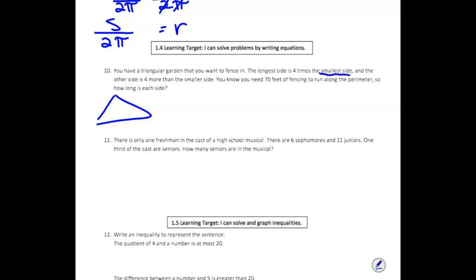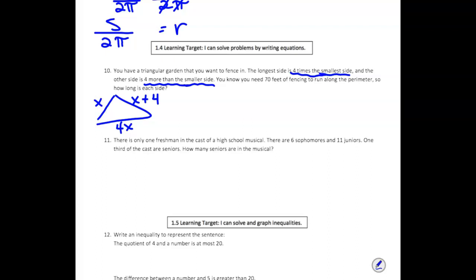We're given the other side in terms of the smaller side. So let's call the smallest side x. One of the sides is 4 times that. So one side is going to be 4x, and the other side is 4 more than the smallest one. So we have to add 4 to our smallest side. It says we need 70 feet of fencing to go all the way around.